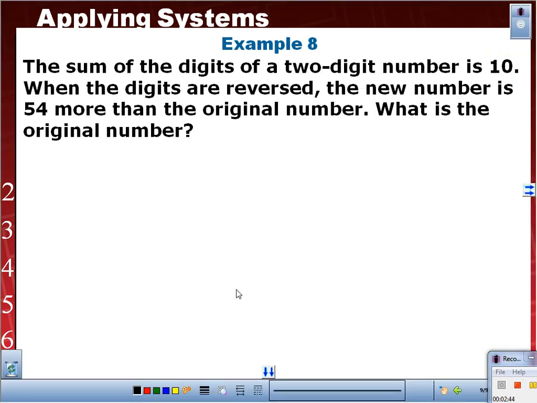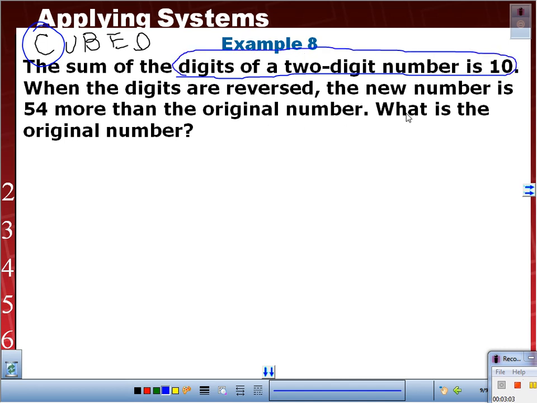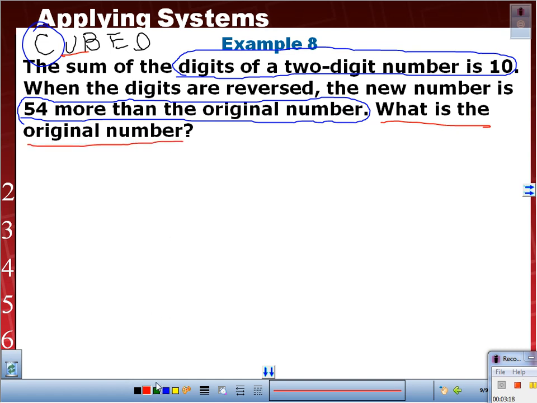All right. I'm going to CUBE this one. Let's do this one together. So let's circle in blue important numbers. It says here, the sum of the digits of a two-digit number is 10, and the new number is 54 more than the original number. Underline the question. What is the original number? From there, box important information.